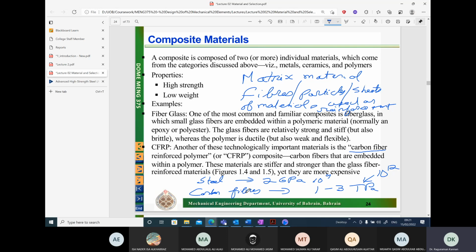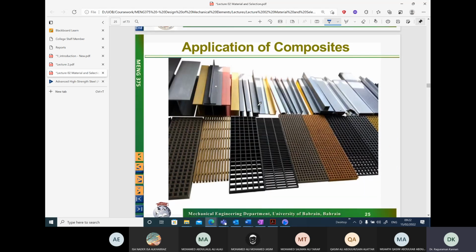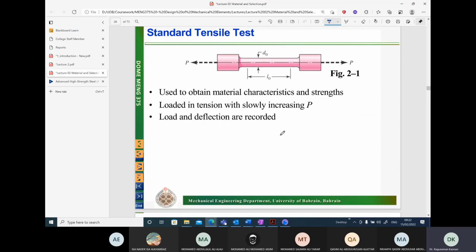It can take extremely high temperatures. Even in comparison to steel, this has very good properties. All right, so those are some of the applications we have seen, composites.